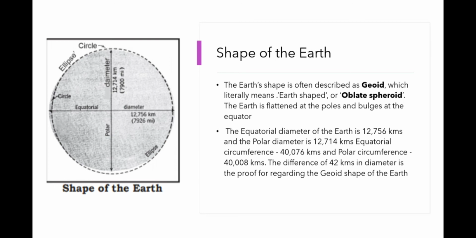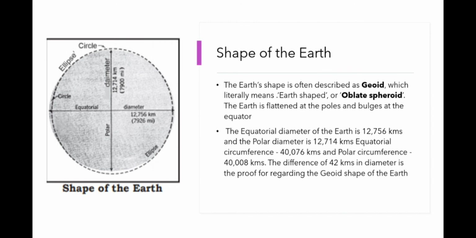The equatorial diameter of the earth is 12,756 kilometers and the polar diameter is 12,714 kilometers, and its equatorial circumference is 40,076 kilometers and polar circumference is 40,008 kilometers. The difference of 42 kilometers in diameter is the proof for regarding the geoid shape of the earth.